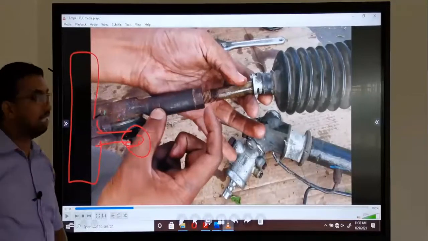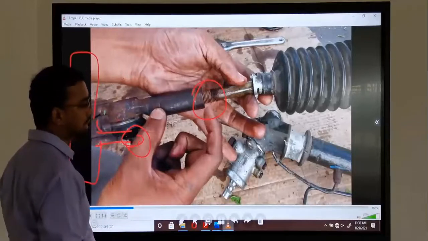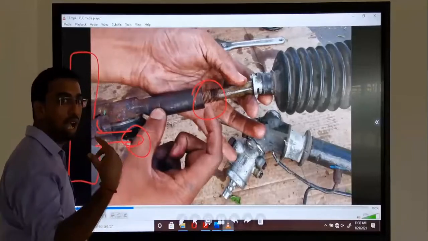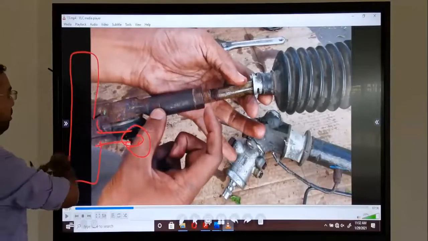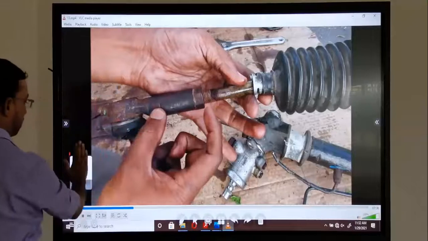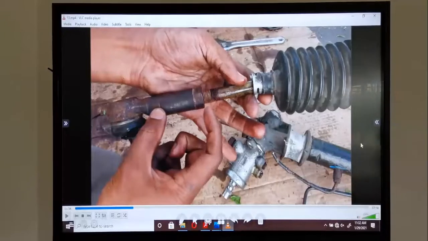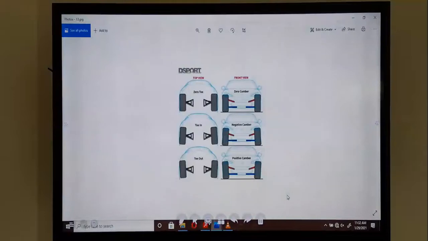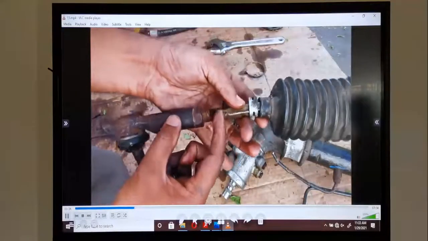So for the toe wheel adjustment, the thread of the outer tie rod can be adjusted to align the wheel. If we align it, we can maintain the wheel perpendicular. So this is the thread.